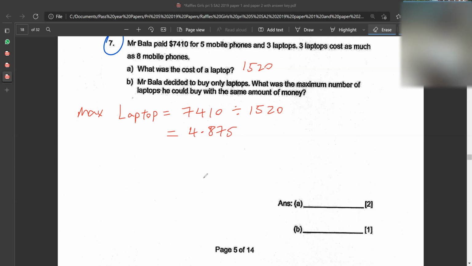How come Mr. Ng did not write the improper fraction? Why did I write 4.875 instead of 39 over 8? Because they are not looking for an improper fraction. How do you know they are not looking for an improper fraction? The question never stated. But our earlier question also never stated, then how do you know it's asking for a fraction? Quite hard to answer this kind of question. Teachers will tell you, the more you practice, the more you know.